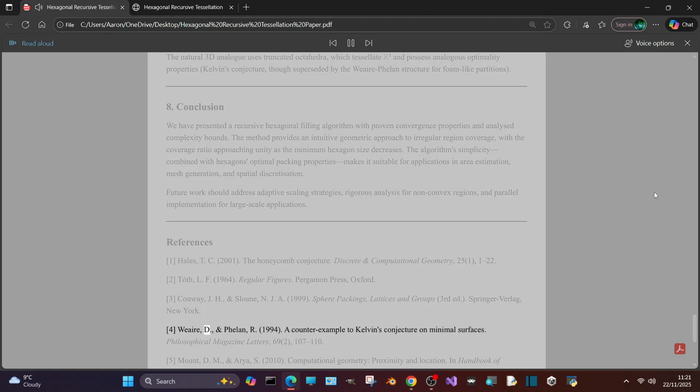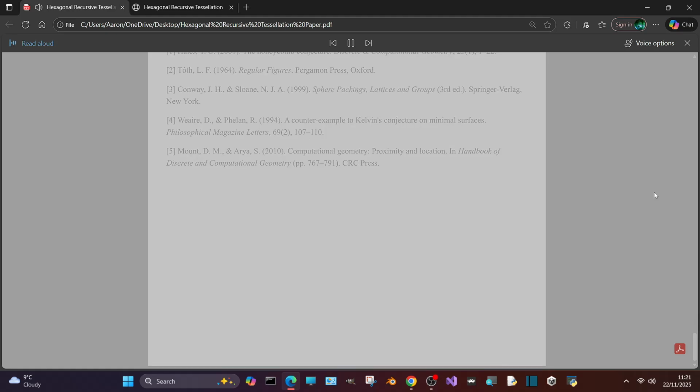4. Weaire, D. and Phelan, R. 1994. A counterexample to Kelvin's conjecture on minimal surfaces, Philosophical Magazine Letters, 69, 107-110. 5. Mount, D. M. and Arya, S. 2010. Computational Geometry, Proximity and Location. In Handbook of Discrete and Computational Geometry, pp. 767 to 791. CRC Press.